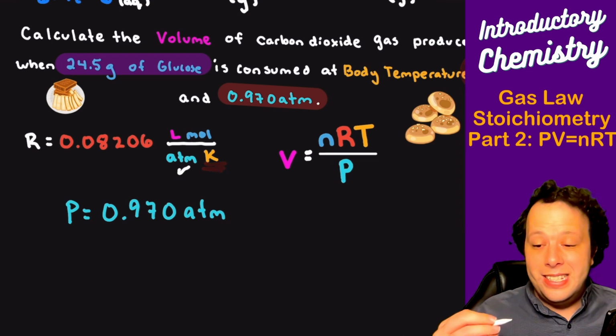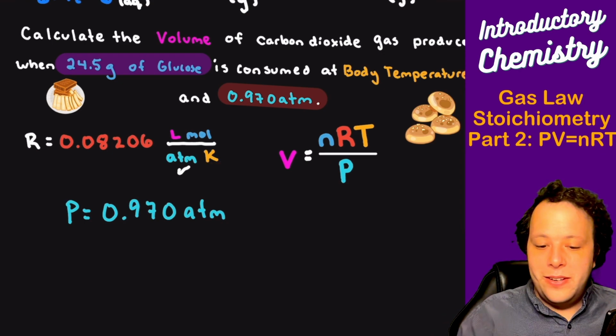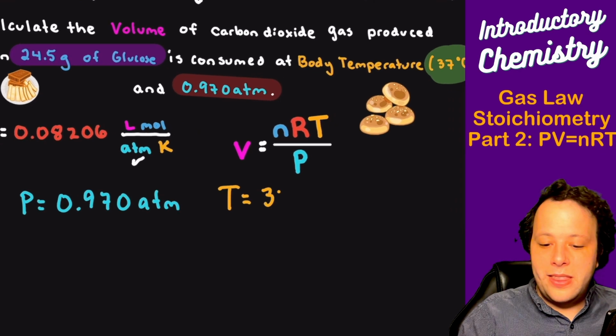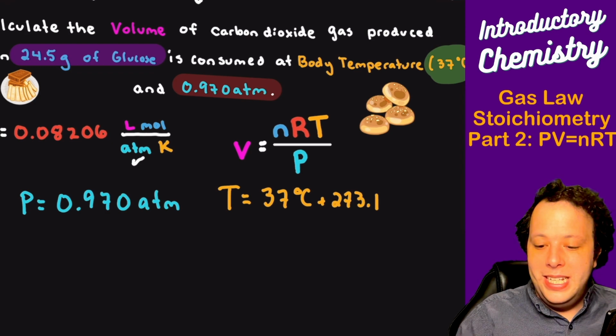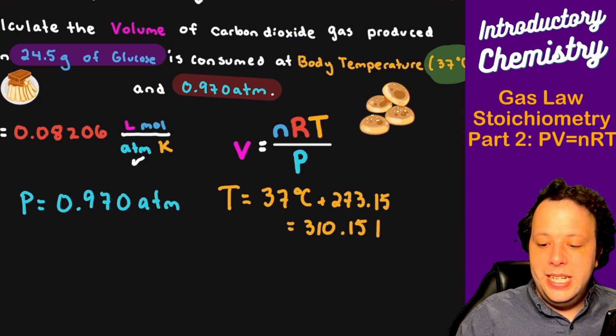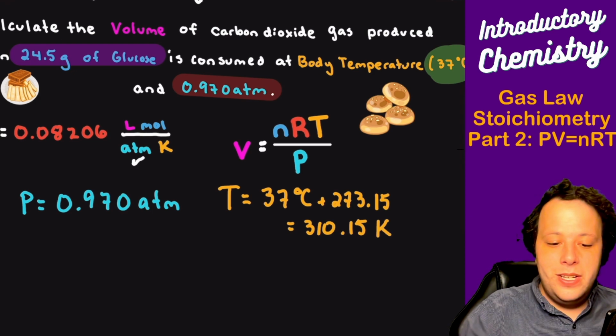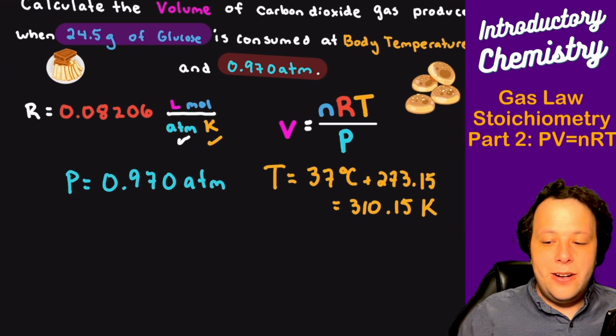And you can see that it doesn't. So we need to now convert temperature to Kelvin. So what we'll do is we'll take 37 degrees C, add 273.15, and what you're going to get is 310.15 Kelvin is your temperature. So now that one's good. All right, now what about moles?